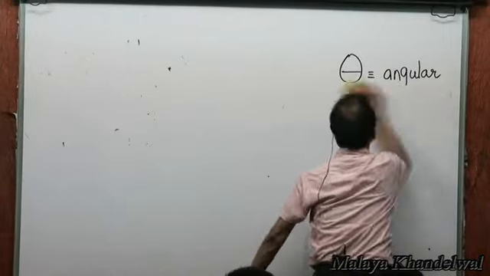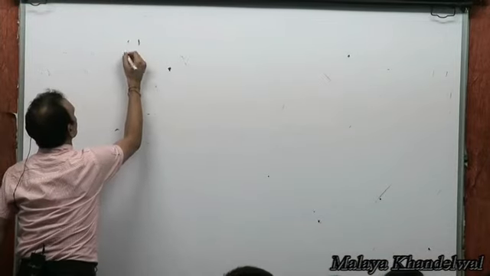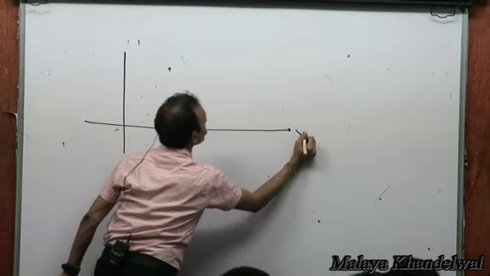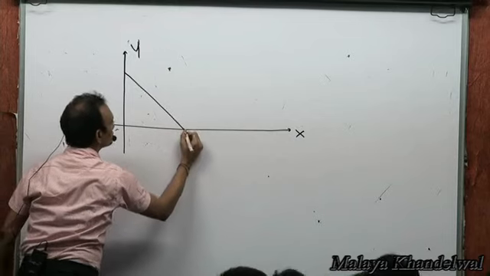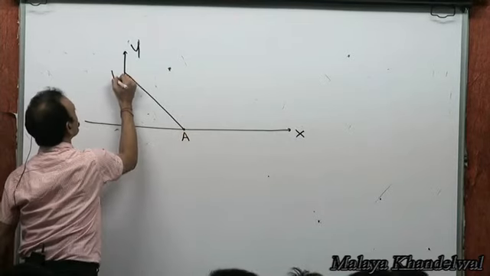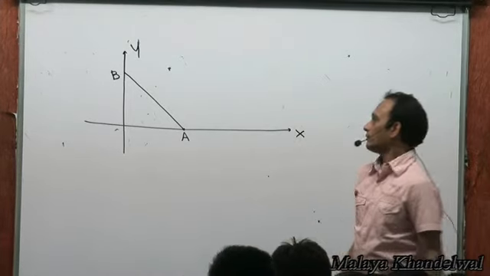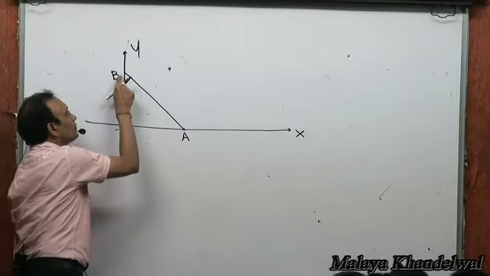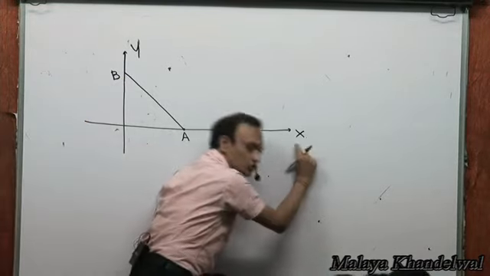Say, suppose there is a ladder. This is a ladder, AB. Suppose this is a ladder AB. And the point B moves along the wall while the point A moves along the ground.